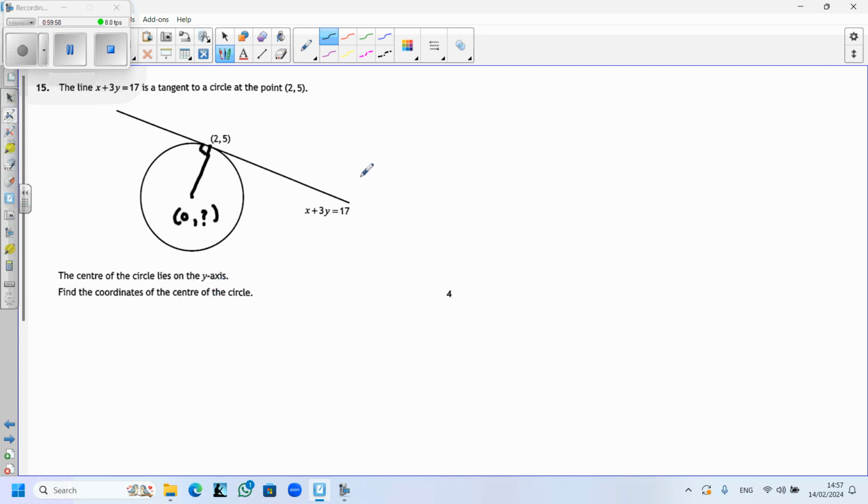So the only thing I can do is I can think about the gradient of the tangent. So gradient of that tangent, I'm going to rearrange that. So I've got 3y would be equal to negative x plus 17. I don't want 3y, I'm going to divide by 3, so the gradient of that one is going to be minus a third. So that means that the gradient of the radius has got to be, because m1 times m2, they're perpendicular, is negative 1. So the gradient of that radius has got to be 3.